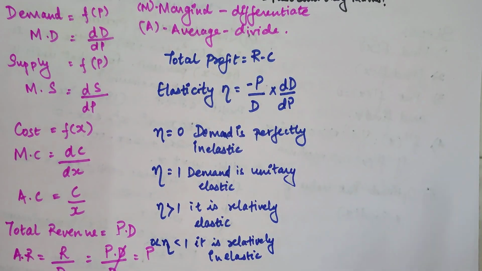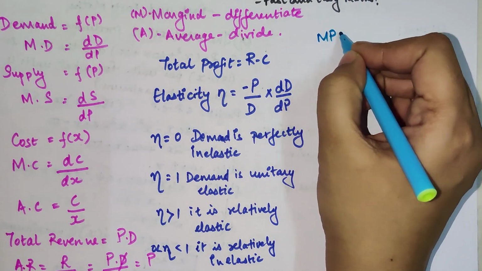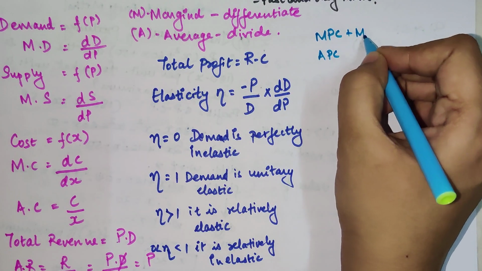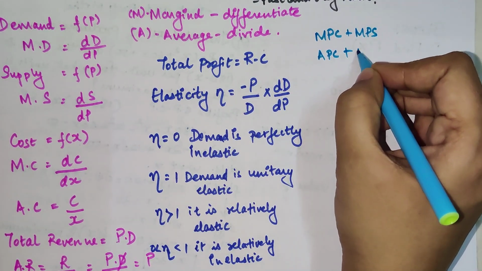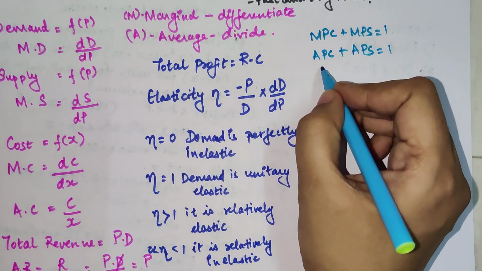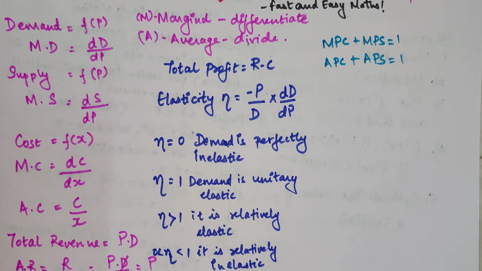So next we will come to finding MPC, APC, and MPS and APS. So the sum of APC plus APS is 1, and MPC plus MPS is also 1. You need to remember this very hard, you have to just put this in your brain.